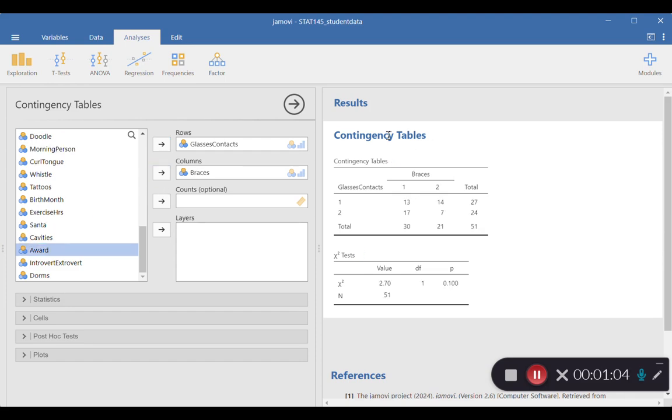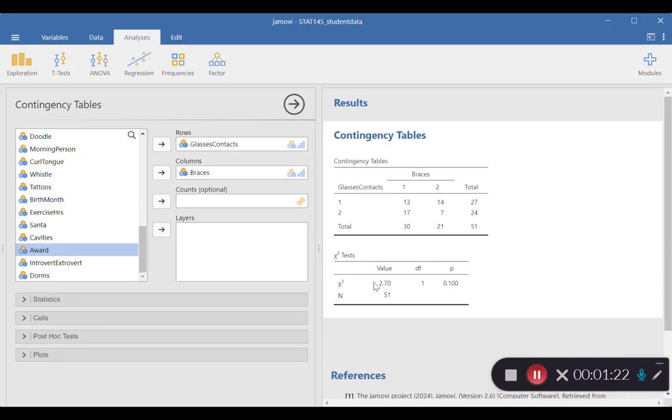What we will get over here then is our table of our observed counts of how many we have in all the categories. So 13 students in the sample wear braces or did wear braces and glasses or contacts. And then we have 7 no, and then a mixture between the yes, no's.